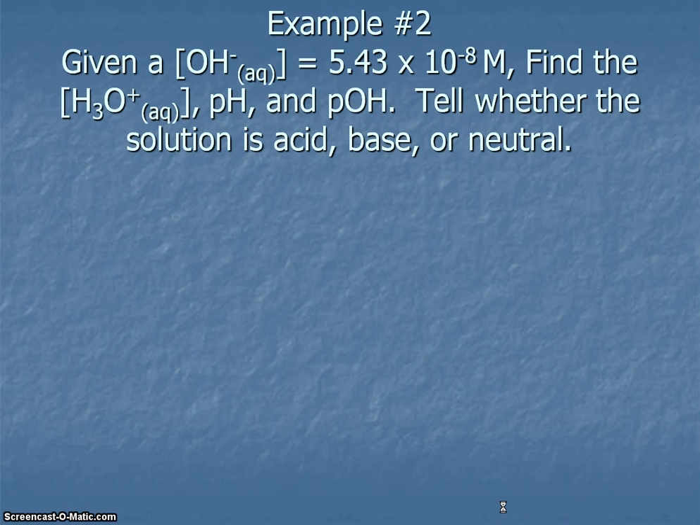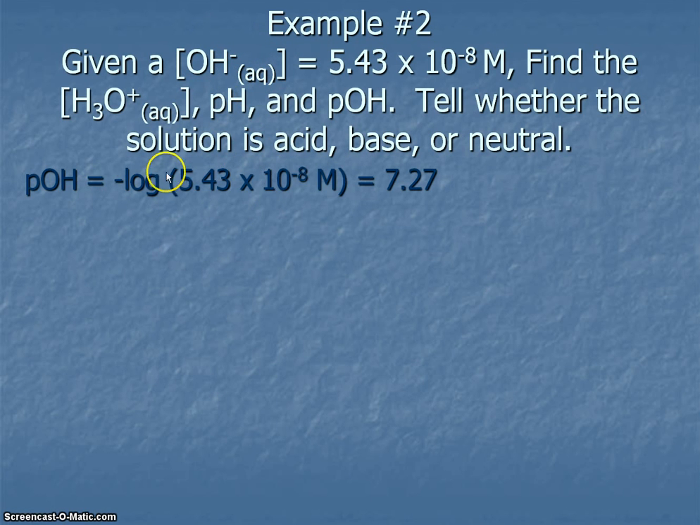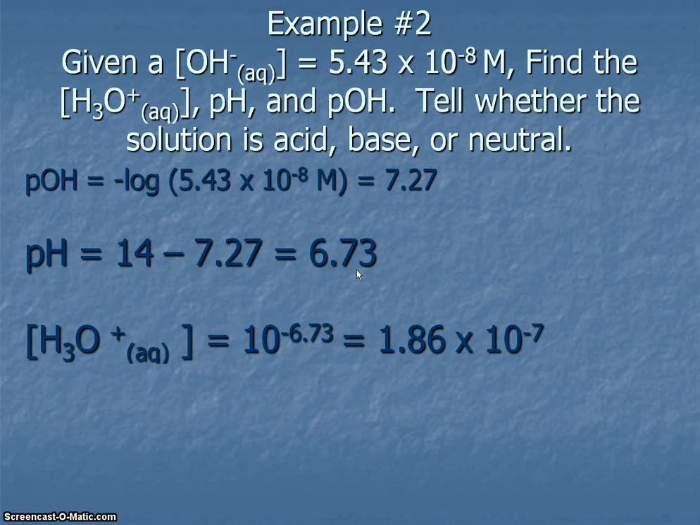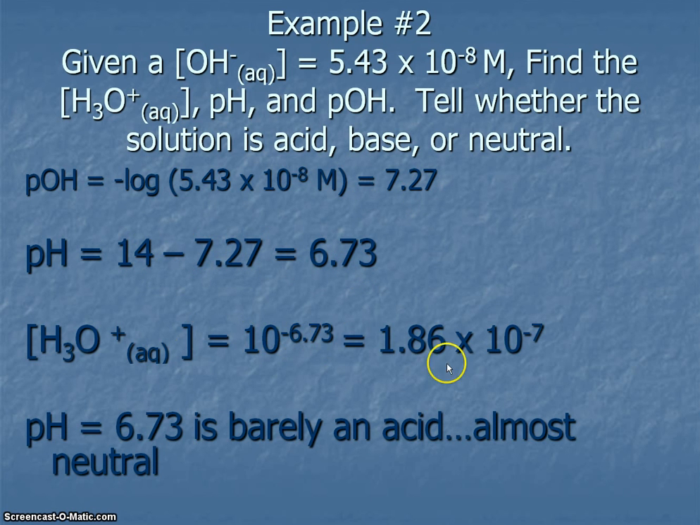So example 2, same thing, only this time I'm given the concentration of hydroxide. So it's harder to figure that out if I don't do minus the log of it. Oh, it's 7.27. That's a base, barely. Take it away from 14, get the pH. 10 to the minus pH gives me the concentration of hydrogen, and you can see.